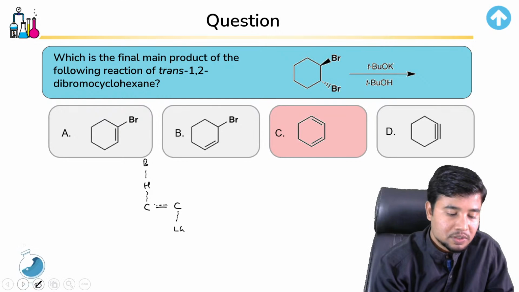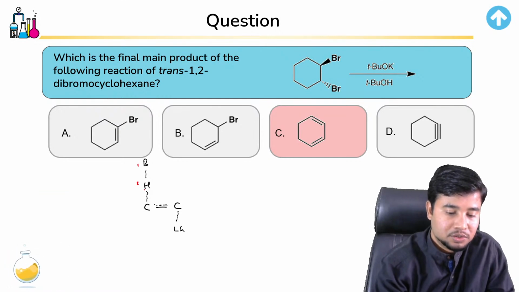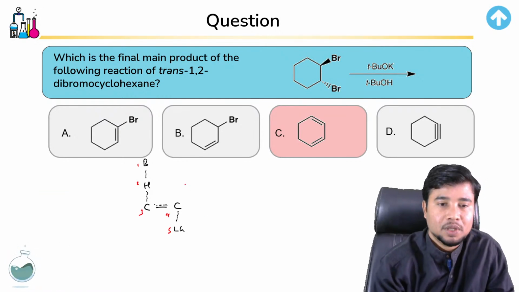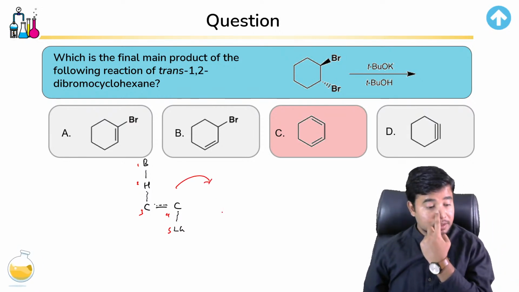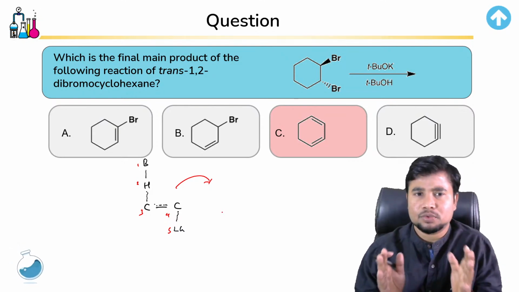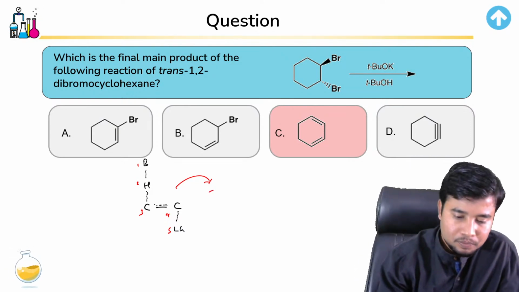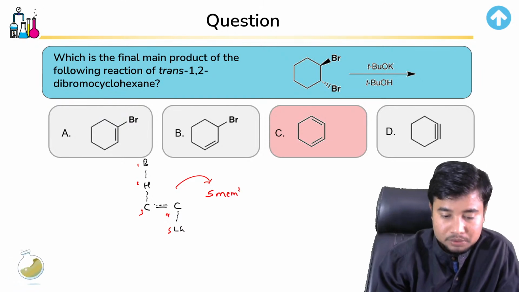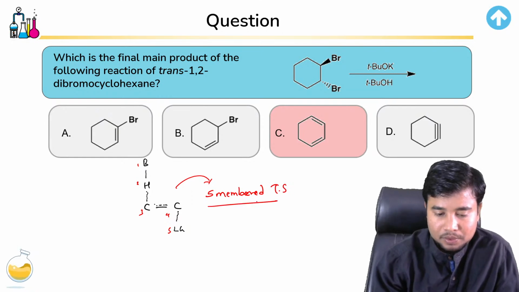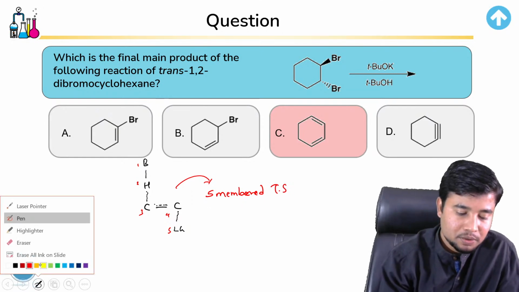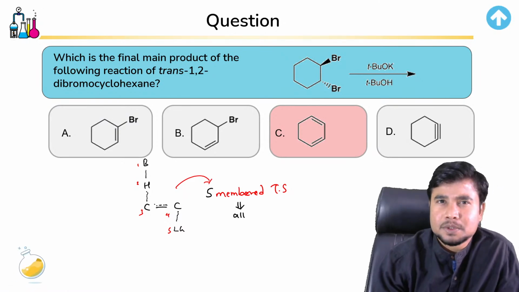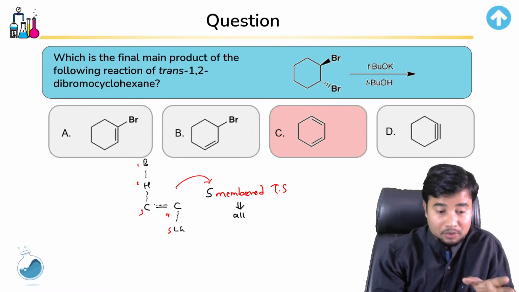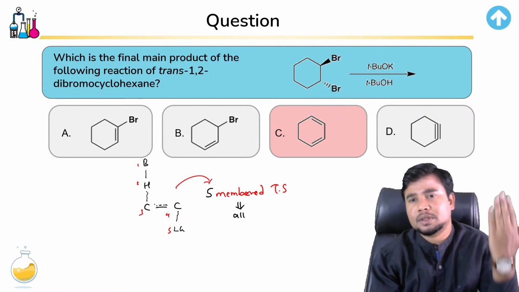So if you count all of these atoms, you could just clearly see 1, 2, 3, 4, and 5. So all of these 5 atoms are going to be in the same plane. And that is what we call a transition state with 5 members involved. Okay. This is a 5-membered transition state. And all of these are going to be in the same plane. That's another important point. All the atoms of this transition state, among these 5 members, are in the same plane.